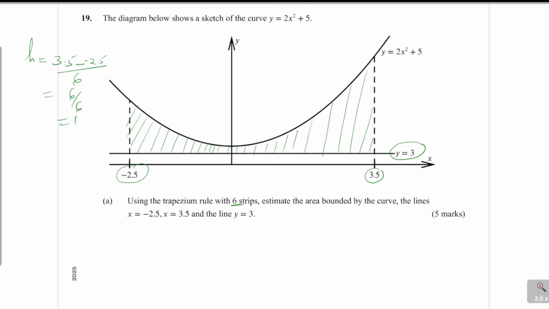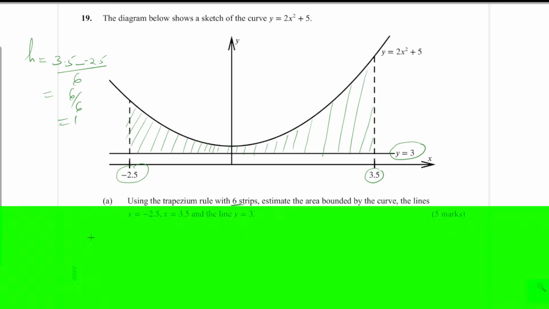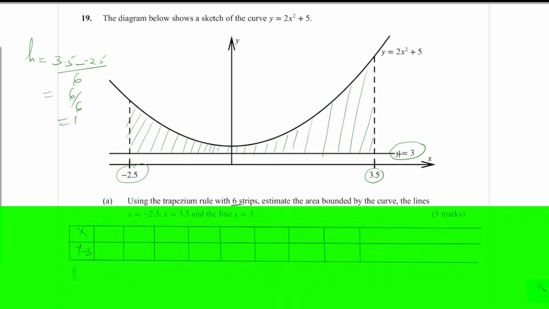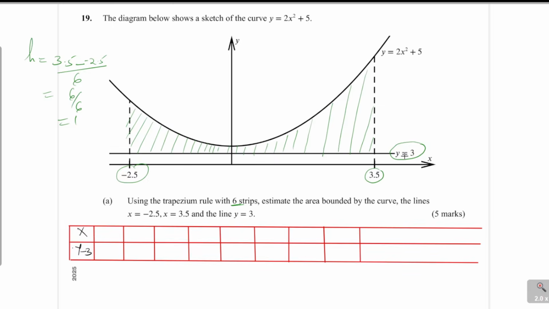So having known the interval, now you can proceed and draw the table. So let me draw the table of values. You have x and then y. But when you get the value of y, you have to subtract 3. The reason why you're subtracting 3 is because you are getting the area under the curve, and then you subtract the area under the line. So I can separate it like this: y, and then y minus 3 down here.